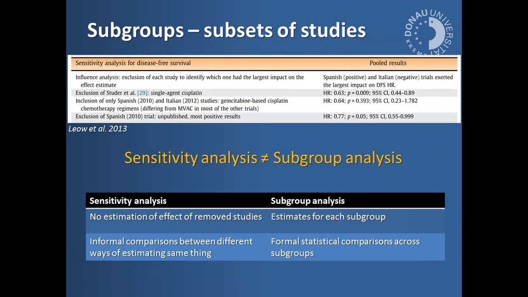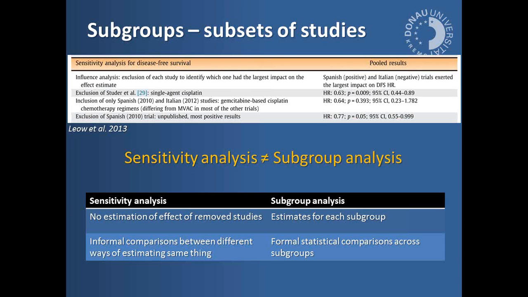It's important to know that the sensitivity analysis is not the subgroup analysis. Somehow it's related and often confounded, but there are differences. In the sensitivity analysis, I remove studies to see if my decision to include the studies was correct and to estimate the effect. In a subgroup analysis, I estimate the effect for each subgroup. So in the sensitivity analysis, I have no estimation of the effect of the removed studies. And in the subgroup analysis, I do a proper formal statistical comparison across the subgroups.